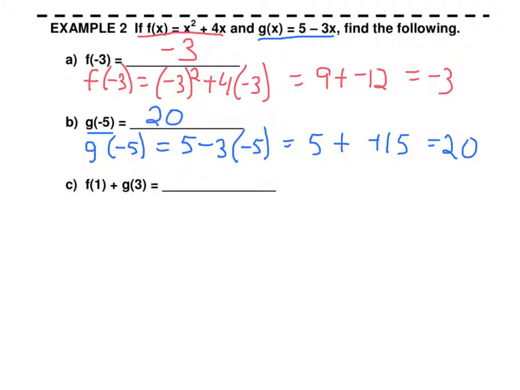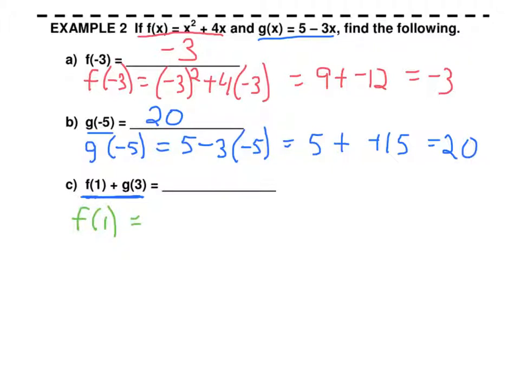For example 3, look at it carefully and write it down. We're going to add f of 1 with g of 3. So that means I have to find f of 1 first, and then find g of 3, and then I'm going to add them together.